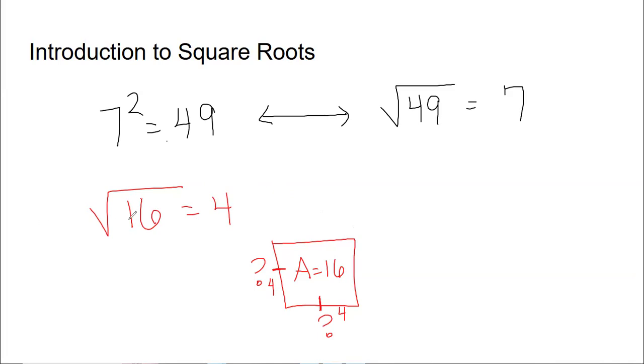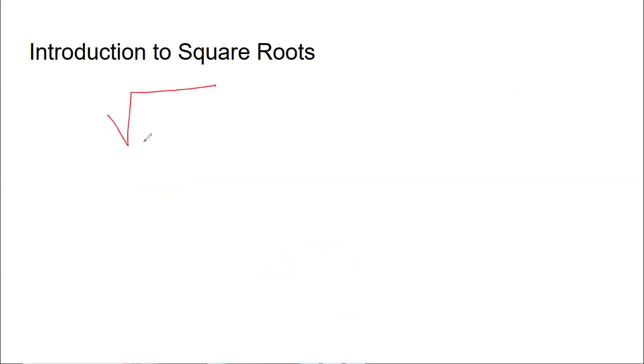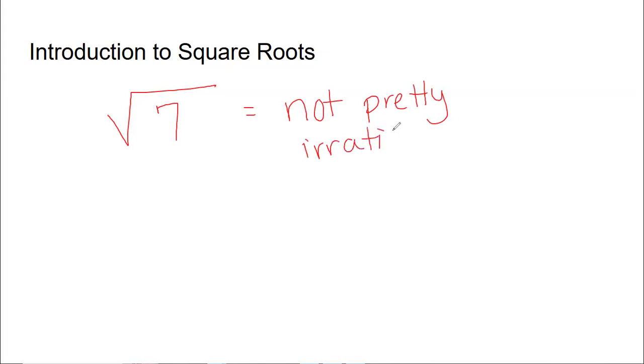Now, not all numbers come out pretty. So let's say we have the square root of 7. This is not pretty. You can put that in your calculator and it will be crazy. It'll be an irrational number. So if you do put that in the calculator, that's going to be 2.64... It keeps on going. So not all square roots come out nice.